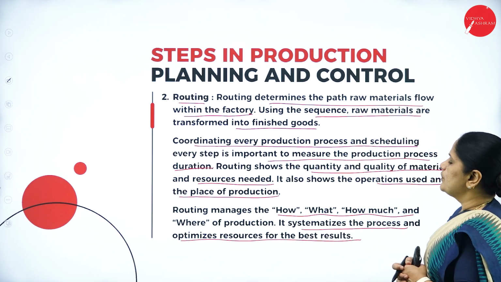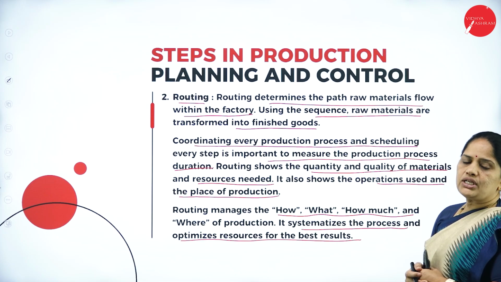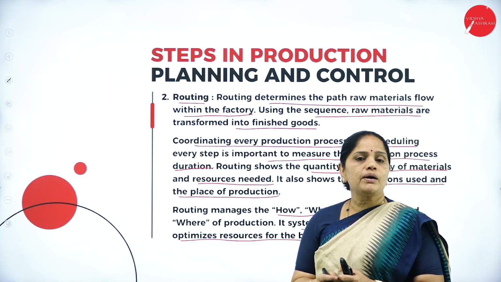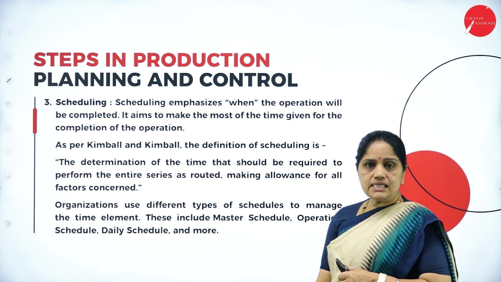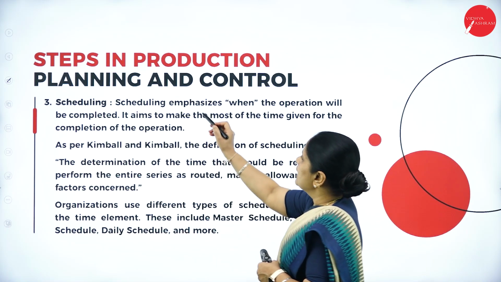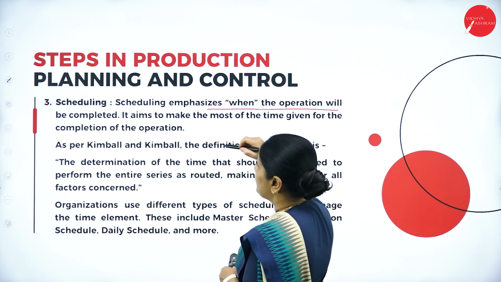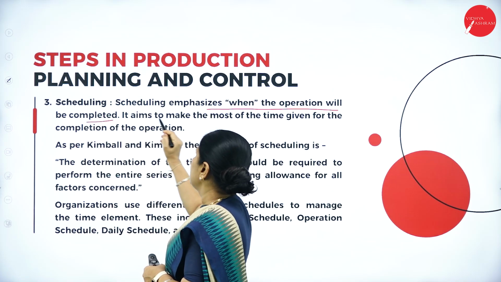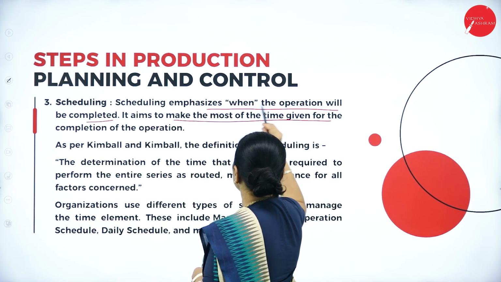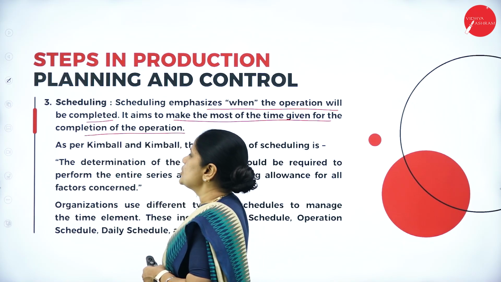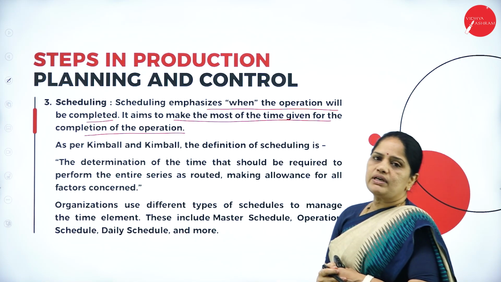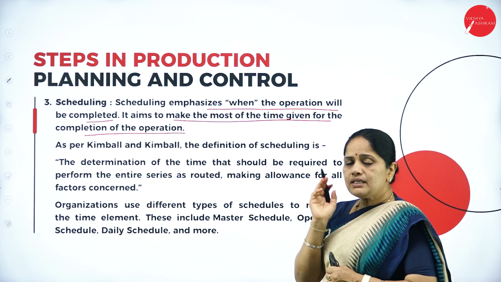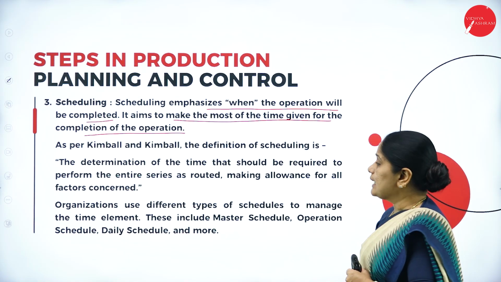So, with the help of routing, we will be able to ensure that there is an optimum utilization of the resources. Then, the third one is scheduling. Scheduling emphasizes when the operation will be completed. It aims to make the most of the time given for the completion of the operation. So, with the help of scheduling, we will be able to know when the process of production will be completed.